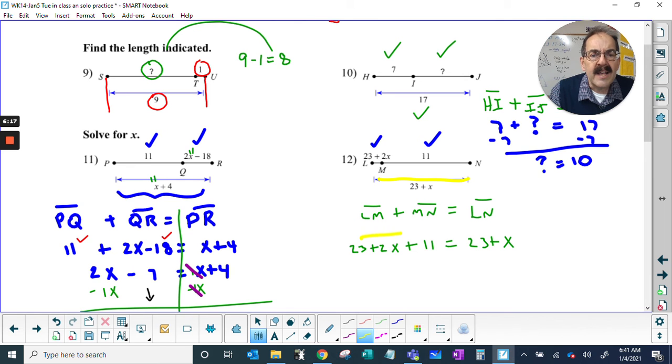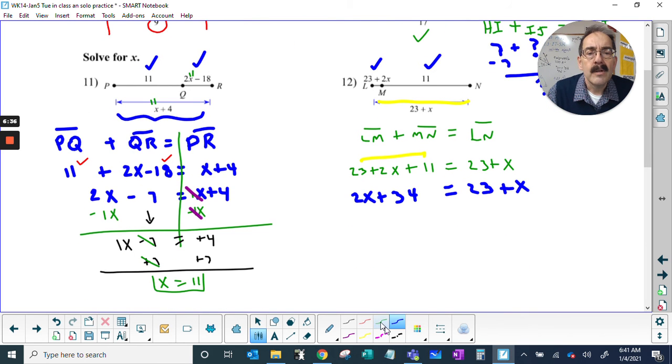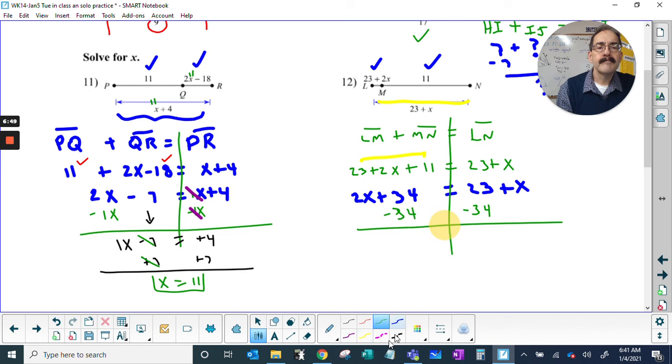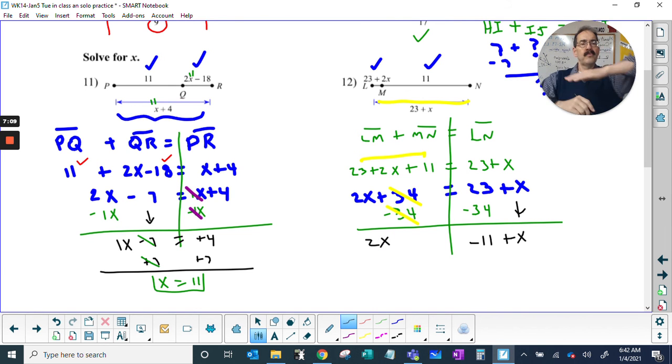All right, now let's do the math piece. I'm going to combine like terms, 23 and 11. 23 and 11 gives me 34. I still have the 2x, I still have the equals, I still have the 23, and I still have the x. Let me try my little fence, and I'm going to do the numbers first this time. I'm going to move the 34. We accomplish our goal: 34 minus 34 goes away, giving me 34 minus 11. I still have the x, and I still have the 2x.